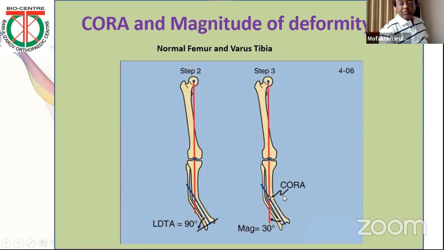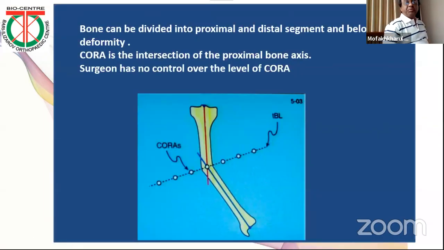Total is 180 degrees. If you cut this, 180 degrees minus 30 degrees is 150 degrees. If you draw a bisector line, I'll show you later on that it will be half. Now see, bone can be divided into proximal and distal segments. Now you can see here, CORA is the intersection of the proximal and distal bone axes, and the surgeon has no control over the level of the CORA.